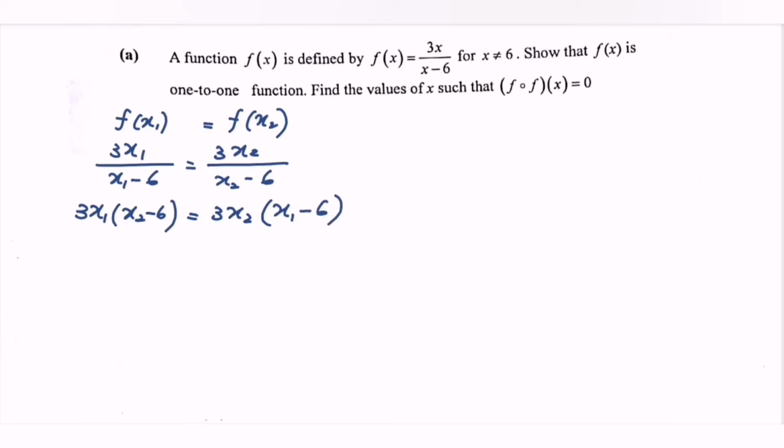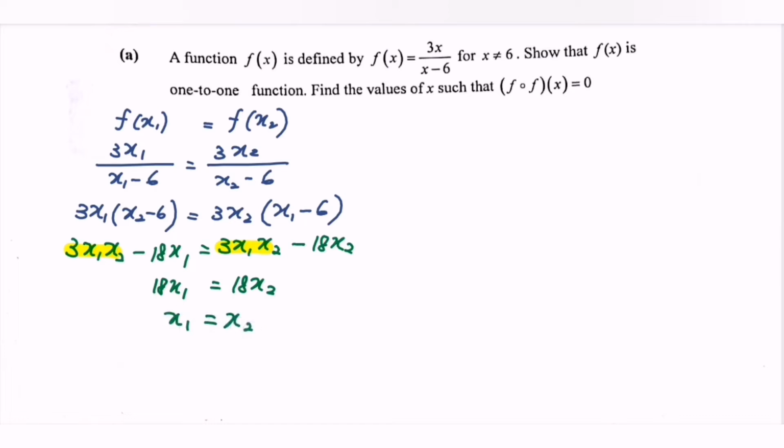Next, expand the situation. 3x₁ multiplied with x₂ minus 18x₁ equals 3x₁ multiplied with x₂ minus 18x₂. Kindly simplify this part and we have 0. Next, simplify the situation. So we will have 18x₁ equals 18x₂. Finally, x₁ is equal to x₂. So in here we can say that this shows that f(x) is a one-to-one function.